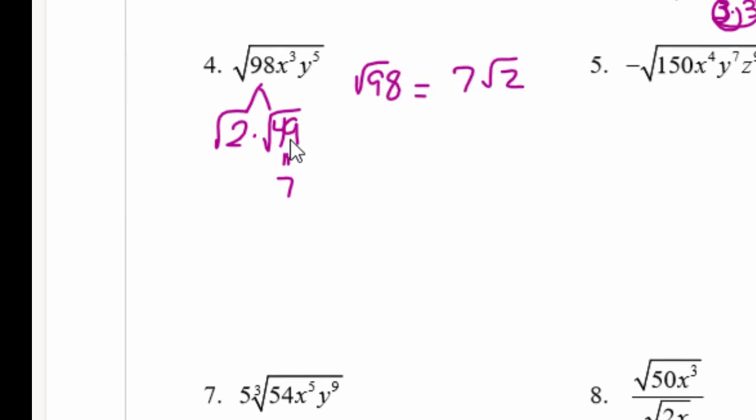Okay, because remember there were 2 7s here? 7 times 7, group of 2 7s, 1 comes out here, right? And then this extra 2 goes there. Okay, good. All right. Now we got to do the variables. We're going to do them the same way.